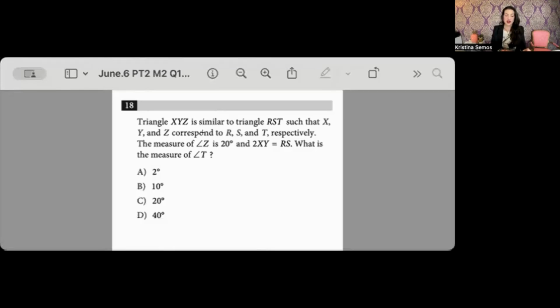Okay, so here we go. Triangle XYZ is similar to triangle RST, such that X, Y, and Z correspond to R, S, and T respectively. That was nice of them to tell us that. They didn't need to. The measure of angle Z is 20 degrees, and 2XY equals RS. What is the measure of angle T? So pause this, try it out, make sure you draw it out, make sure you mark the corresponding sides and any corresponding angles, okay? And then answers will be at the end of the video.